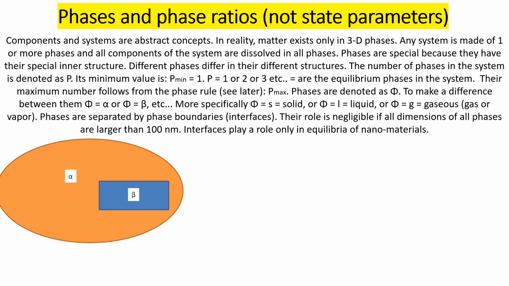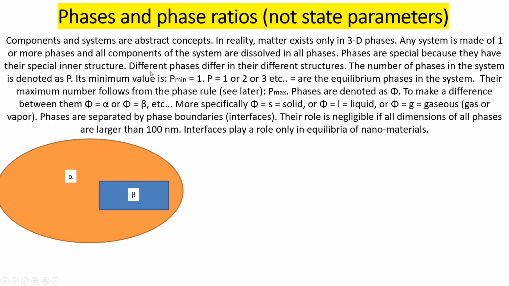Actually, any system is made of one or several phases, and you should understand that any component which is dissolved in the system is actually dissolved in all those phases of the system. Now, what is, by the way, the difference between the different phases? The difference is hidden in the inner structure. So, in this picture, phase alpha and phase beta are different because they have a different structure.